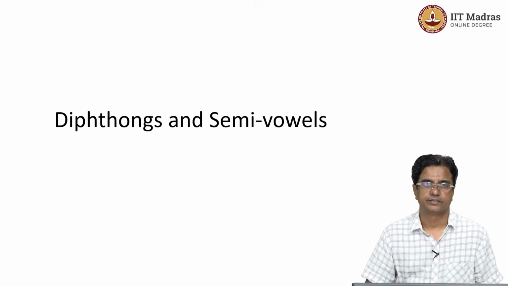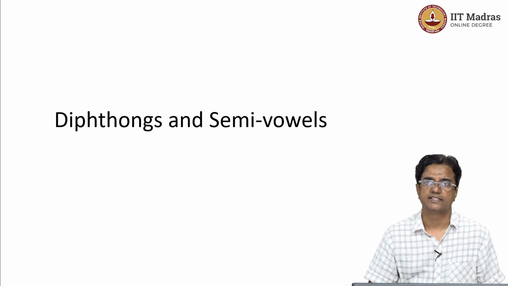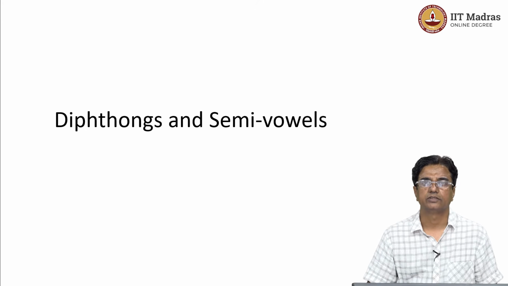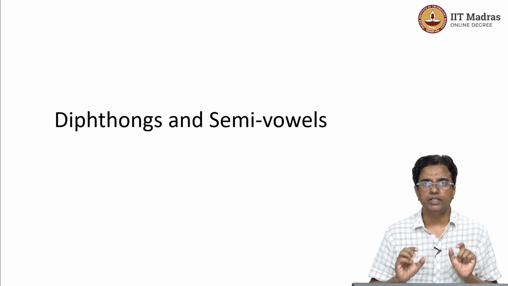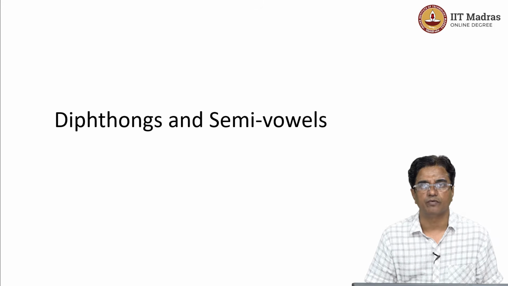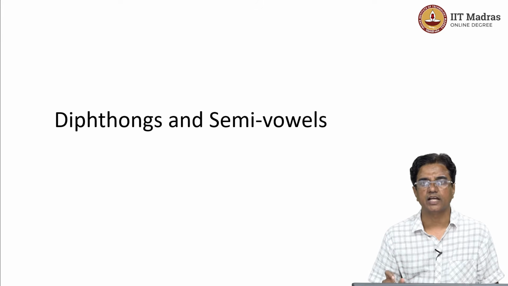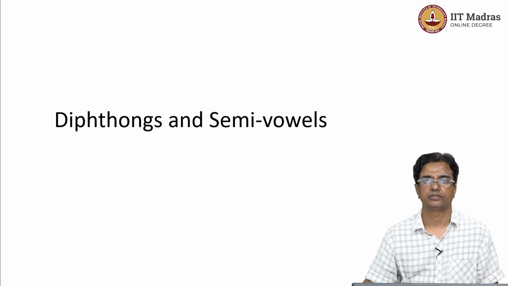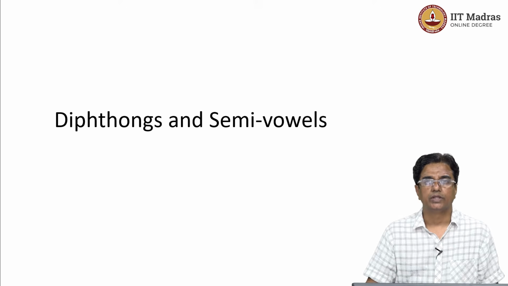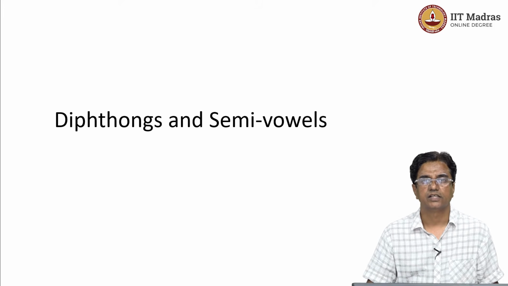Welcome to the class. Today we will talk about diphthongs and semi-vowels in English. These two terms, diphthongs and semi-vowels, refer to two different types of sounds in English. We know there are sounds like consonants and vowels.